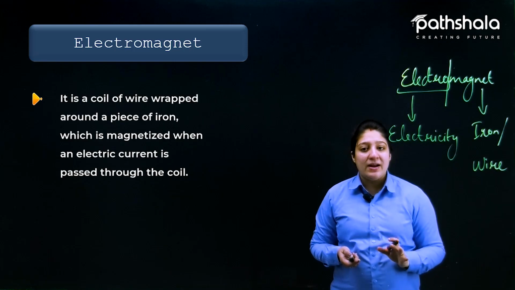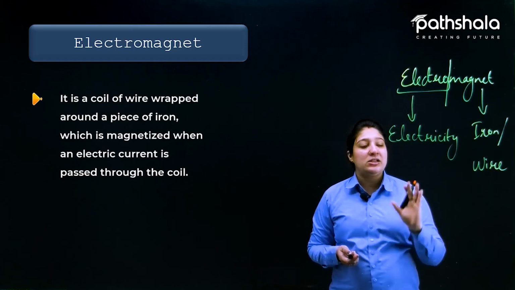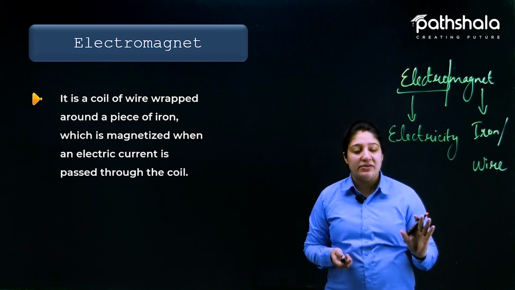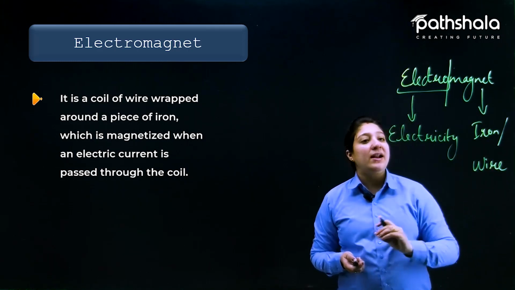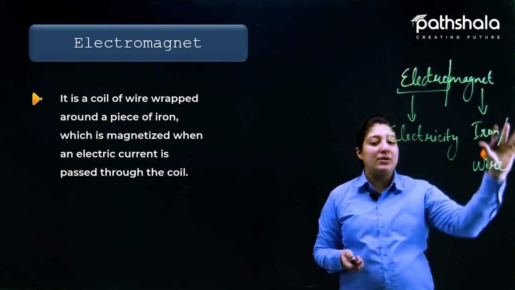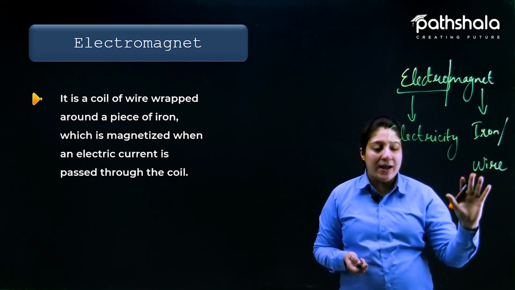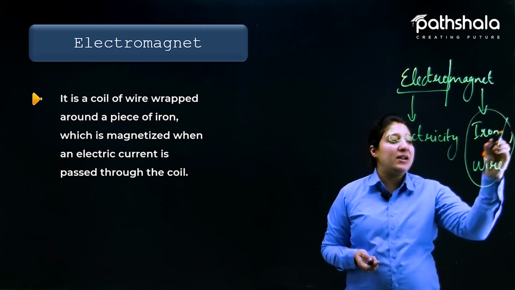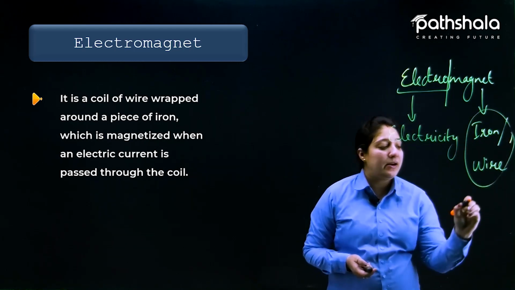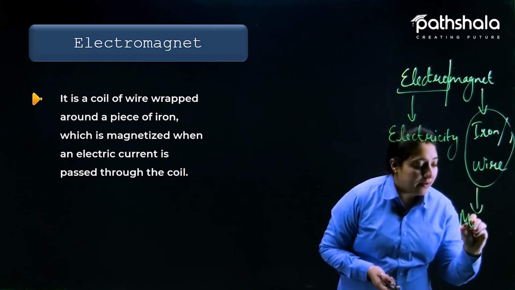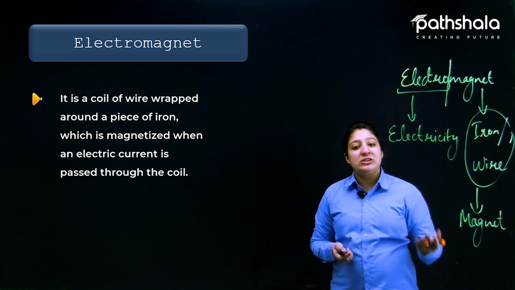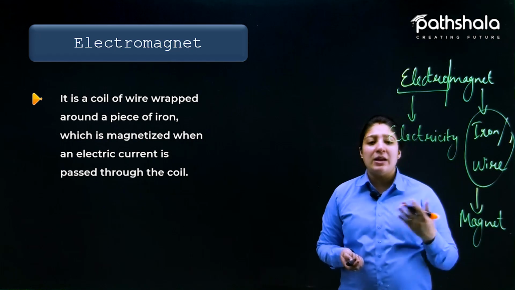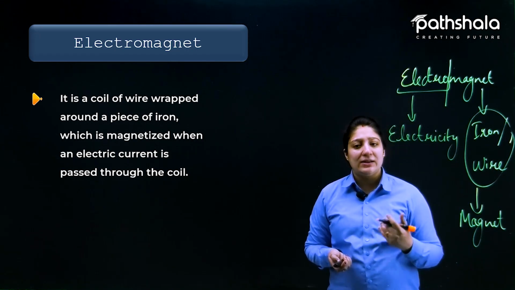Now what is an electromagnet? When electricity is passed through a coil of wire which is wrapped around an iron piece, and electricity keeps on passing through that iron material, what happens? This iron material or the coil of wire behaves as a magnet. So that is how electromagnets are made. They are used for many purposes that we are going to see in other slides.